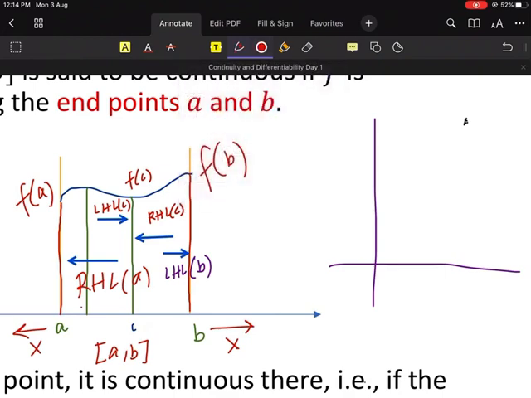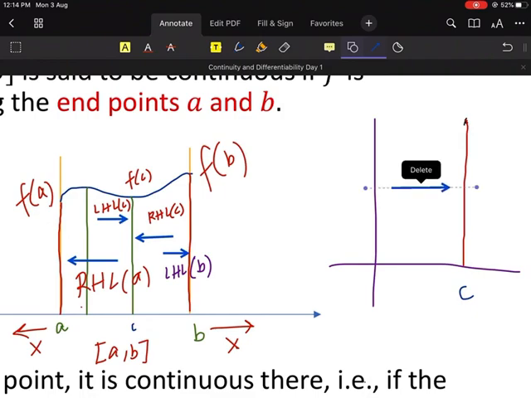Singleton means there is only one value. So it's like this. At 5, the function is defined only at one point. At the other points, the function has no value. Everyone clear? So the function is defined only at one point. The function is a singleton, only one value is there.